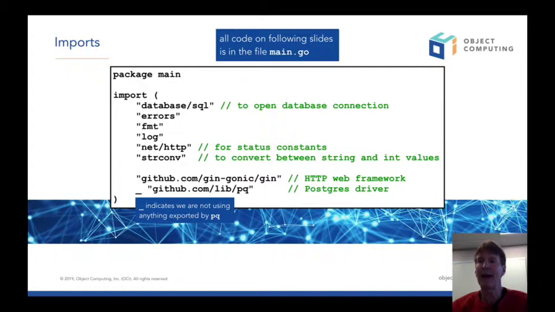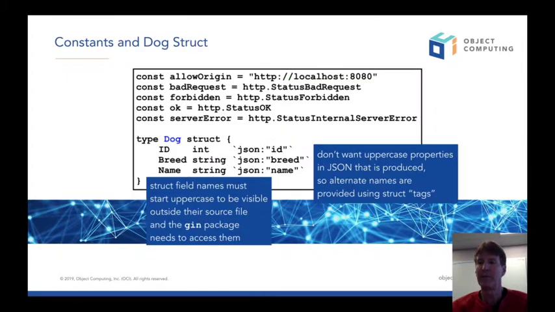Finally, the PQ package is used to send SQL queries to the Postgres database. All the constants used in this file are defined here. The first specifies the only allowed origin that can send HTTP requests to this server. The rest define constants that provide a more compact way to refer to the HTTP status codes that will be used. Each dog will be represented by an instance of the dog struct.